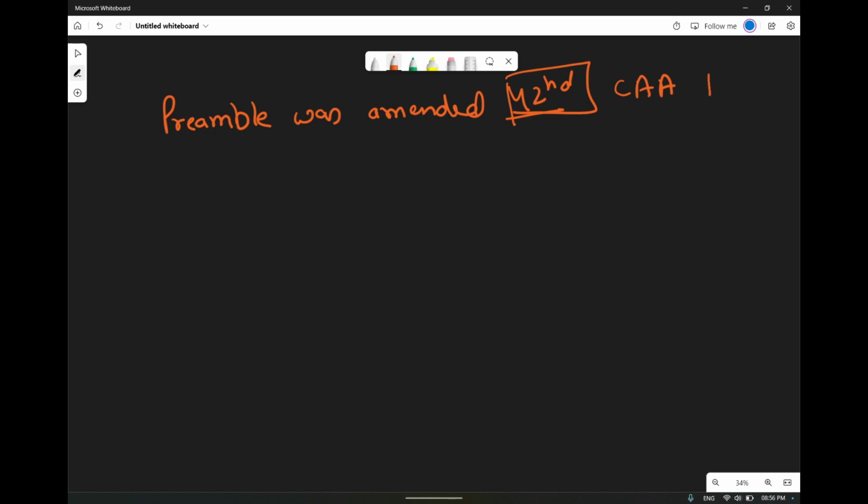This preamble was amended by the 42nd Constitutional Amendment Act, 1976. We have to remember this one. Who was the Prime Minister at the time? Indira Gandhi, late Indira Gandhi, was the Prime Minister at that time.